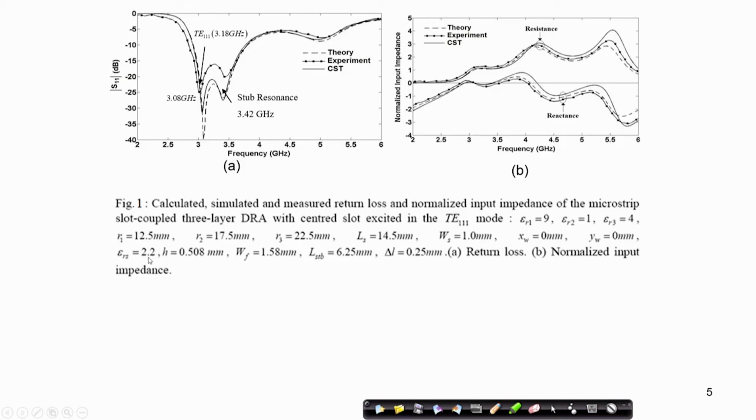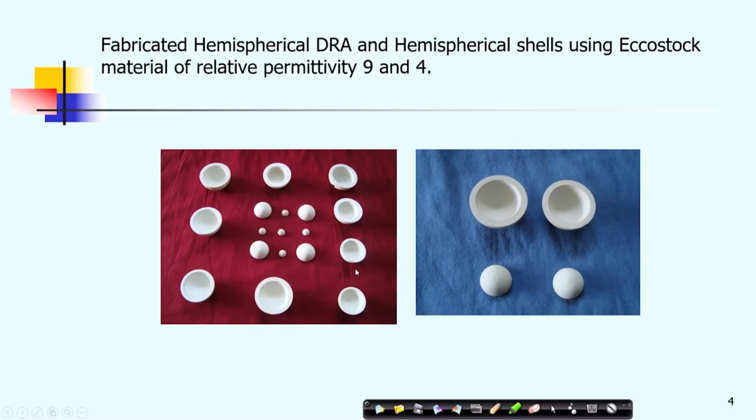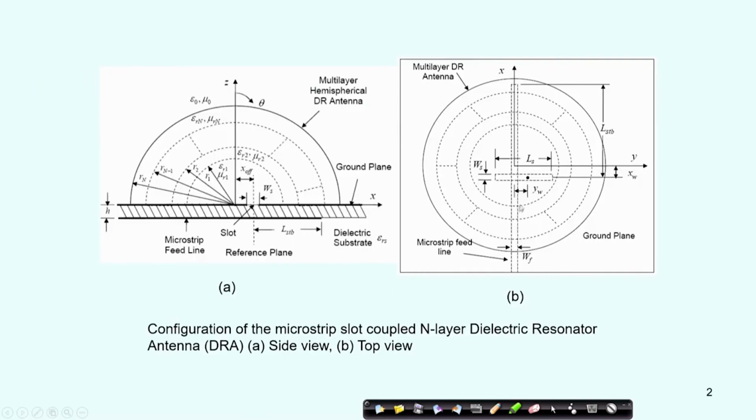here epsilon Rs is the substrate permittivity of the microstrip line, the permittivity of the microstrip substrate. H is the height of the microstrip substrate, Wf is the feed width, LSTB is the length of the stub. This is LSTB from here to here.